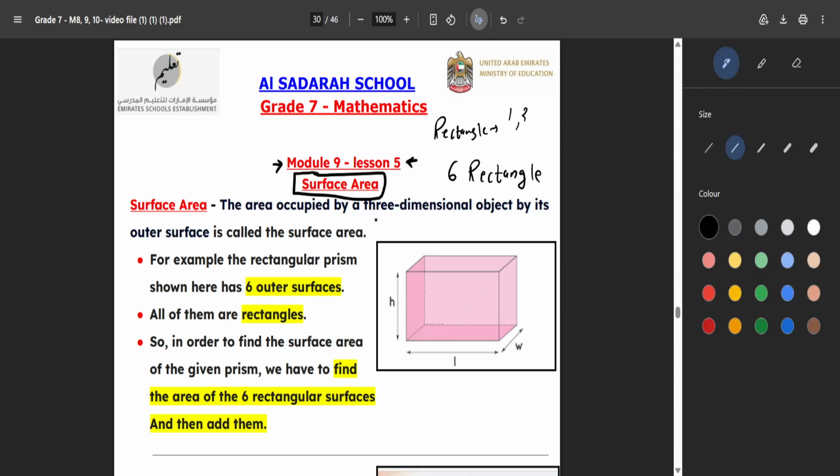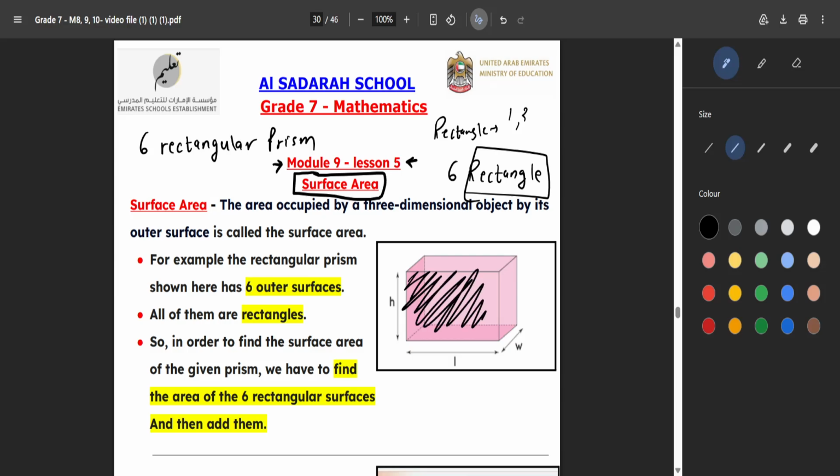So if someone asks you how many faces are there in a rectangular prism, you will say six rectangular faces. Now these rectangles have some space on them, correct? See, if I check the front, there is some space in this rectangle, correct? So if there is any 2D shape, for example, this is a rectangle, okay? It has some space inside it. We call it area.